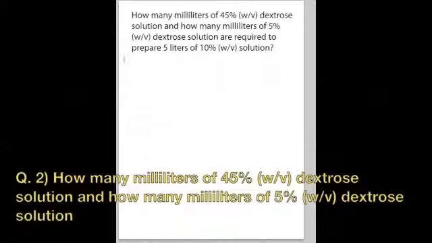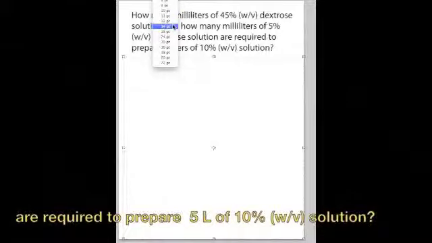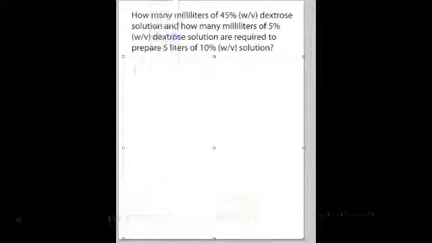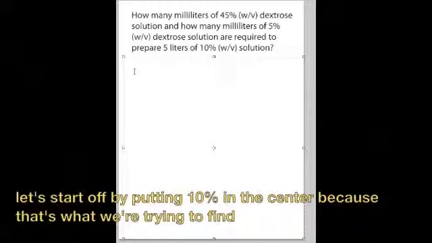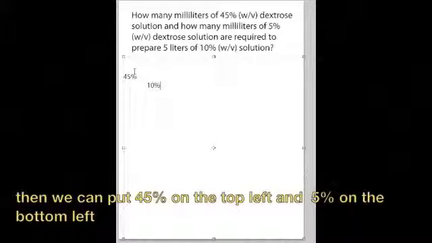Question number 2. How many milliliters of 45% weight per volume dextrose solution and how many milliliters of 5% weight per volume dextrose solution are required to prepare 5 liters of 10% weight per volume solution? Let's start off by putting 10% in the center because that's what we're trying to find. Then we can put 45% on the top left and 5% on the bottom left.